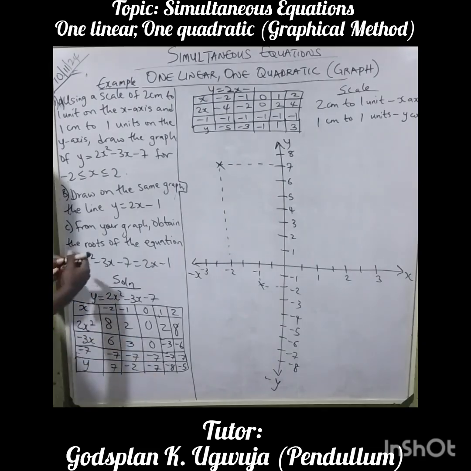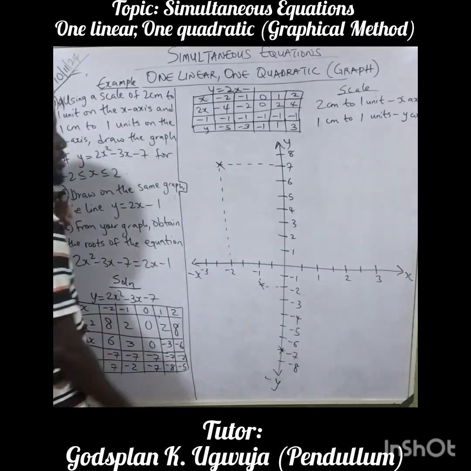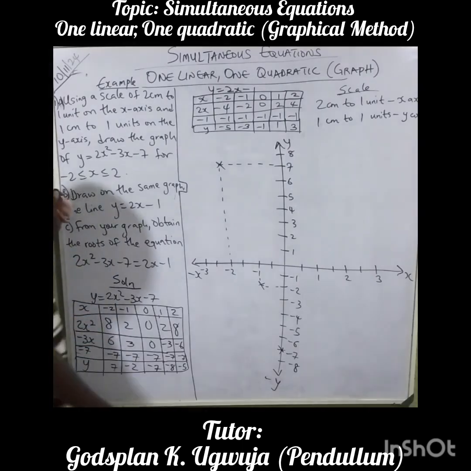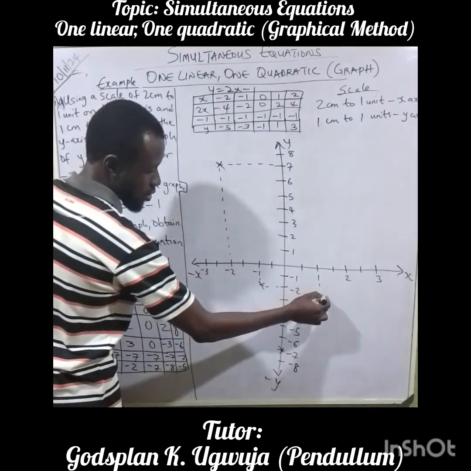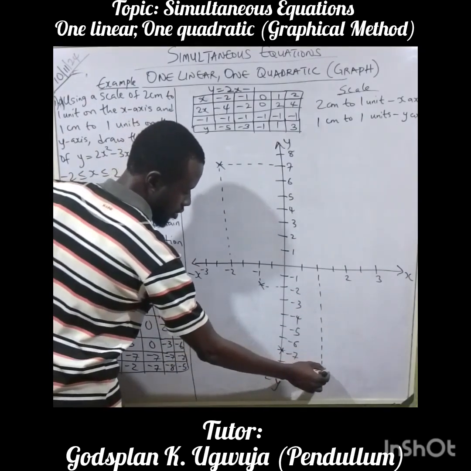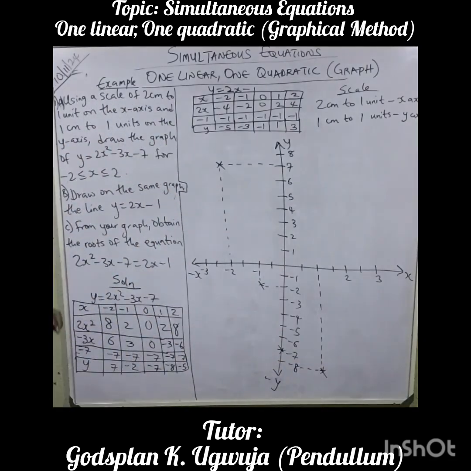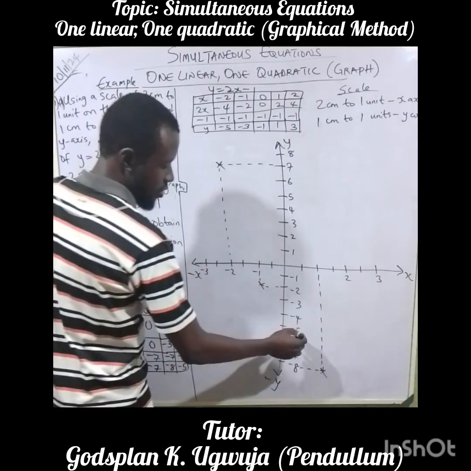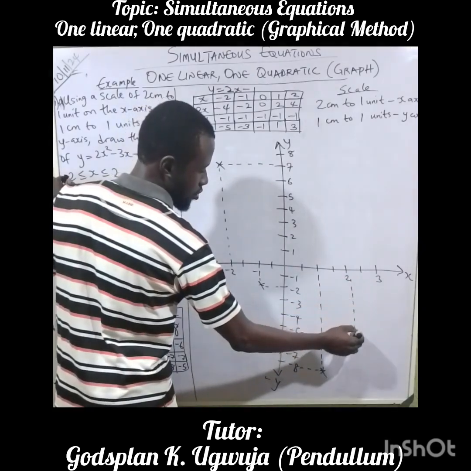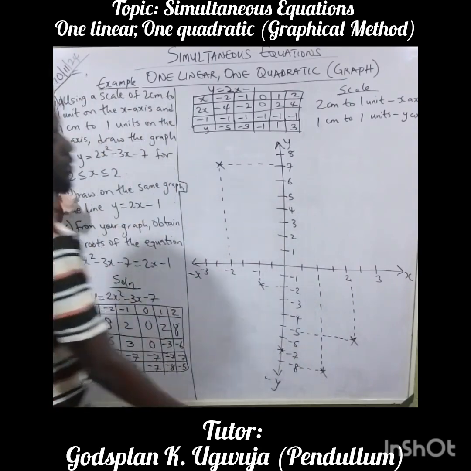When x is 0, y is minus 7. That's this. Remember this is minus y. When x is 1, y is minus 8. So this is 1 on x. This is minus 8 on y. We'll meet somewhere here. When x is 2, y is minus 5. This is minus 5. This is 2. We'll meet somewhere here.